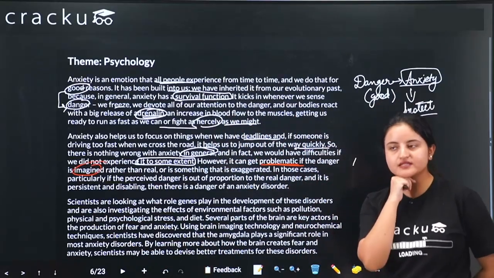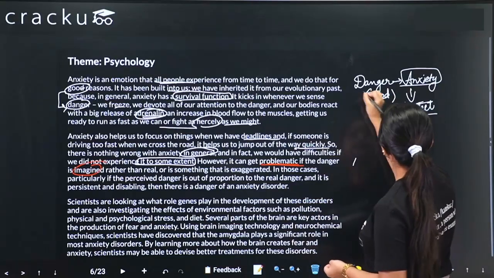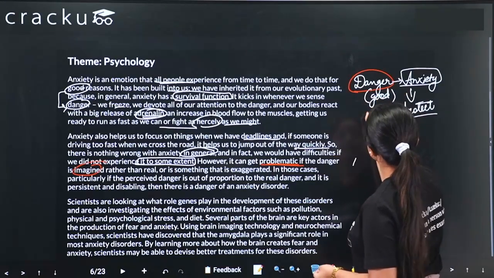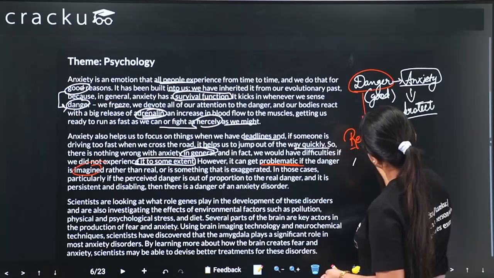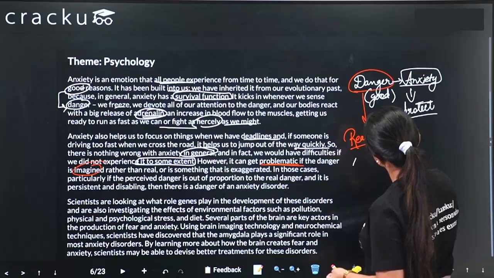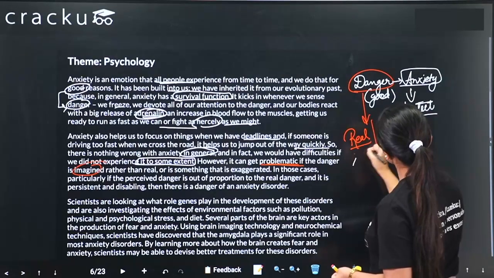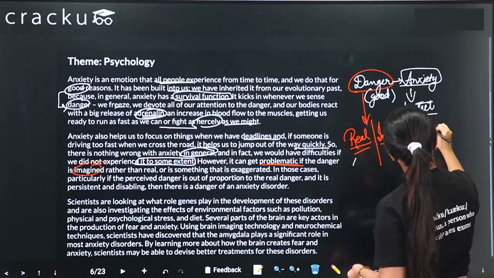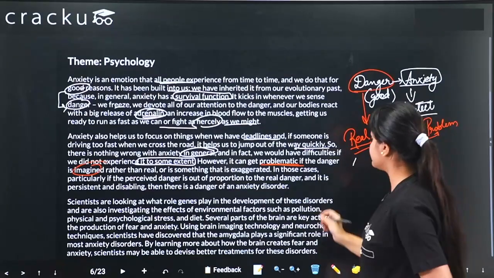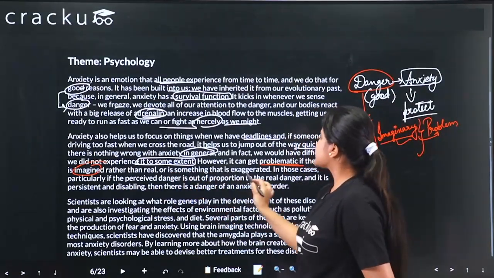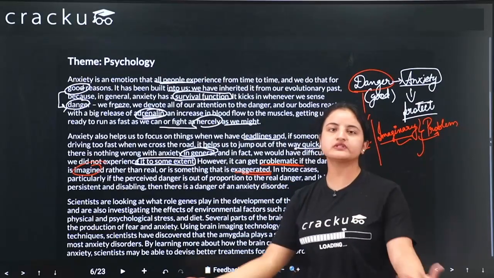Now, when does anxiety become a problem? When the danger that we are talking of... So danger is of two types. One would be a real danger. Another danger could be imaginary. So anxiety becomes a problem when the danger is imaginary, or it is something that is exaggerated. Exaggerated means it is shown to be more than what it actually is.